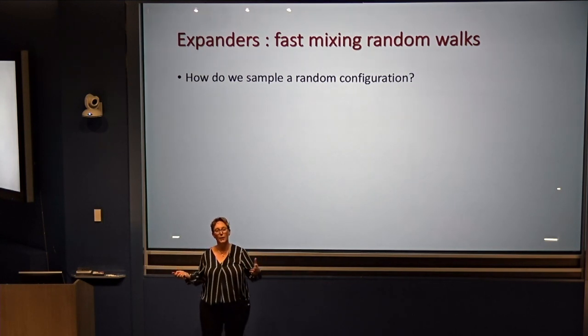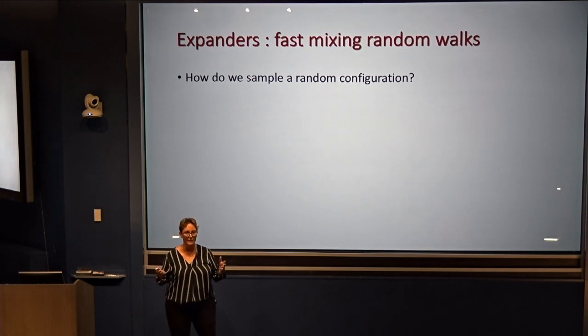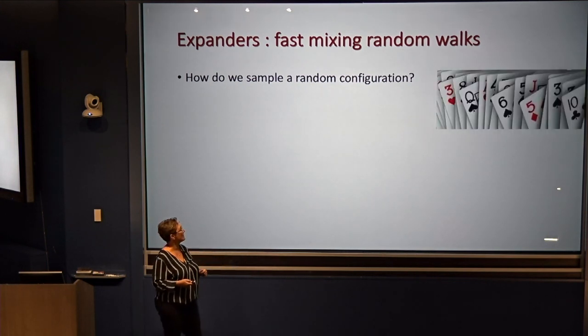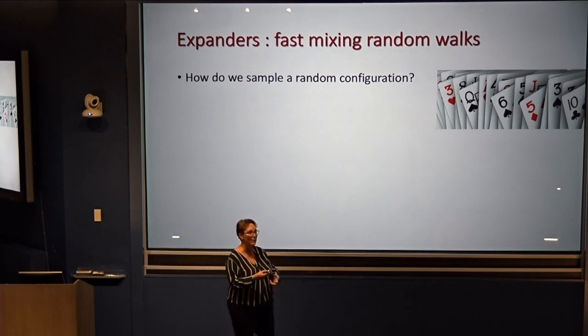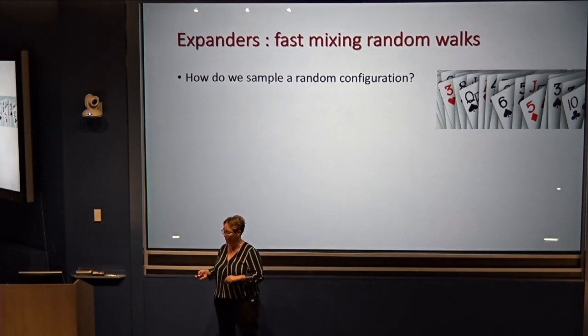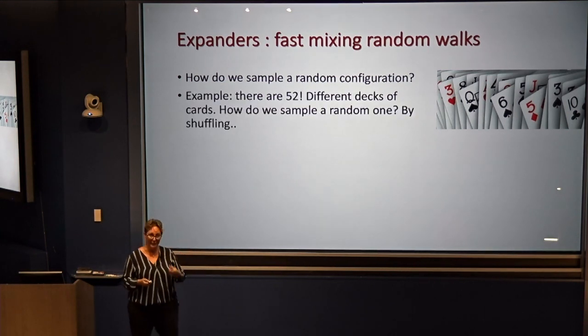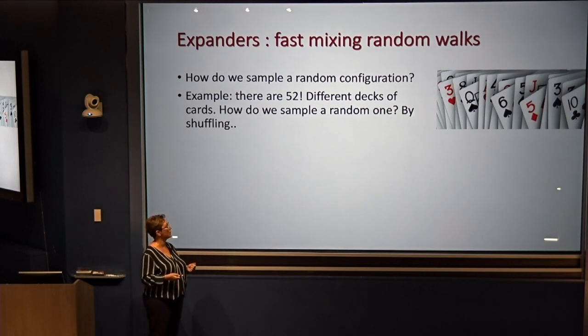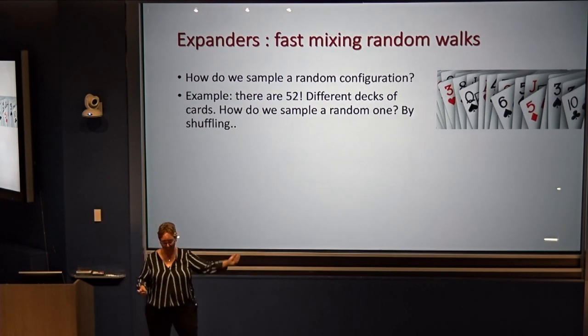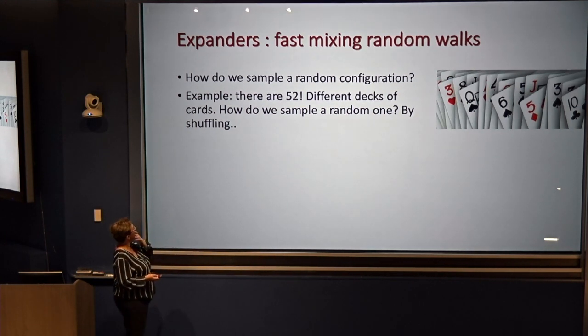Suppose you want to sample a random configuration of something. For example, maybe it's a physical system. Here's the best example that people like. Suppose you have a deck of cards and you want to have a randomized deck of cards so that the permutation of the cards is completely uniform. Okay? So how do you get that? How many different permutations does a deck of cards have? A lot, right? 52 factorial, that's a huge, huge number of permutations. So you cannot list all of them and choose one at random. That's infeasible. Instead, we do something else.